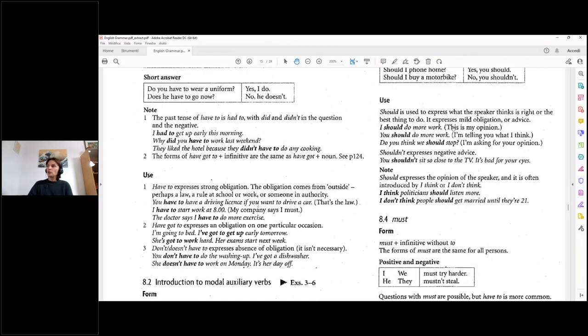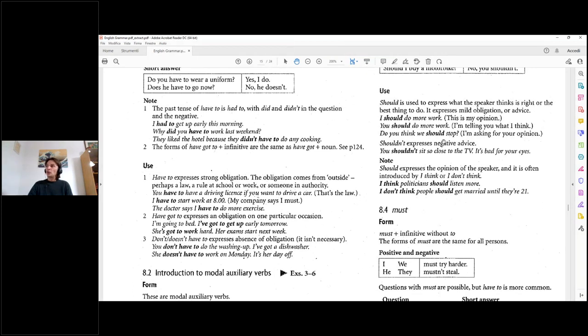Use: should is used to express what the speaker thinks is right or the best thing to do, quindi esprime la vostra opinione su cosa sia giusto o sia meglio fare. I should do more work, this is my opinion, cioè dovrei lavorare un po' di più. You should do more work, un'altra persona che vi dice che secondo loro voi dovreste lavorare un po' di più o impegnarvi un po' di più al lavoro. You should do more work.